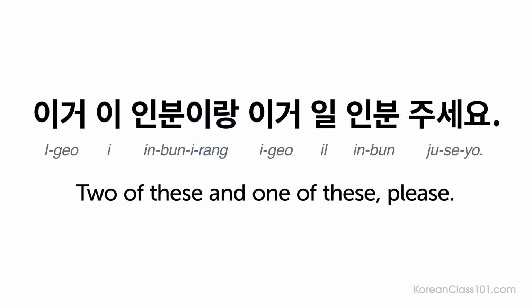이랑. Altogether, 이거 2인분이랑 이거 1인분 주세요. 2 of these and 1 of these, please. 이거 2인분이랑 이거 1인분 주세요. You should be aware of this pattern, but you won't need it for this lesson.